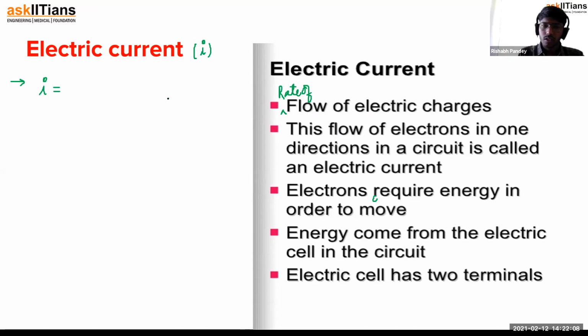Current will be equal to charge, electric charge, and charge is denoted by Q. Since it has the word rate over here, it will be charge divided by time, I is equal to Q by T. Next, this flow of electrons in one direction in a circuit is called an electric current. Obviously, you can write this as the definition, rate of flow of electric charges.